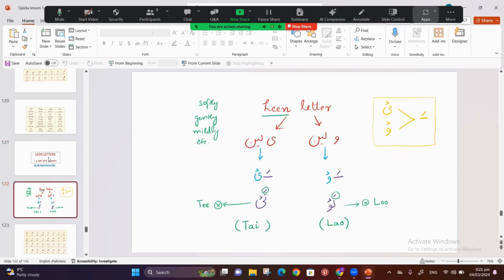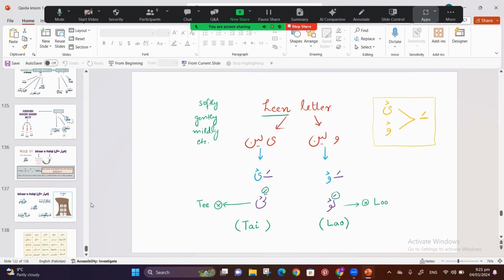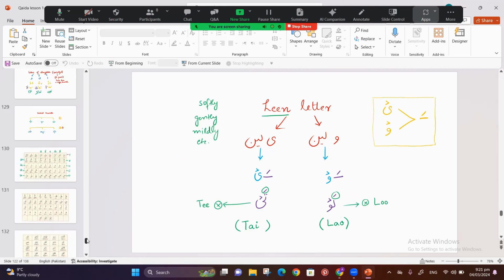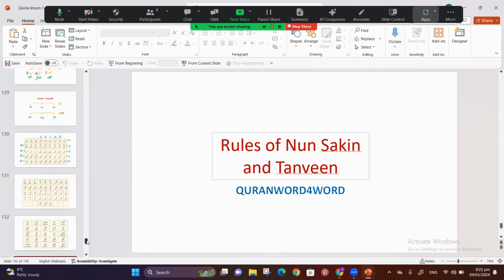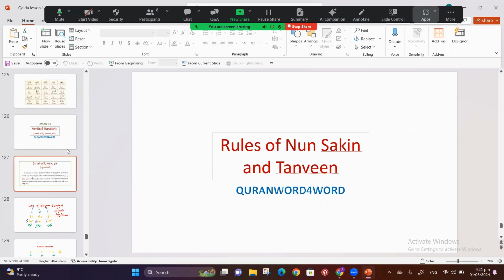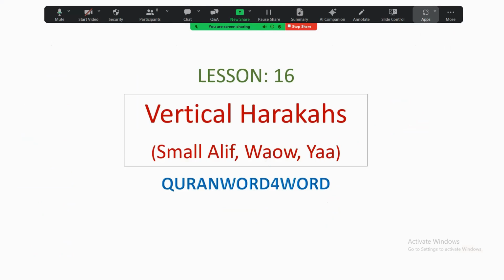Okay, inshallah. In the last session, we were covering the topics of the letters of elongation and lean letters. Those were the two topics that we covered in the previous session. Today's session is very similar, and you will find it very easy as well. The topic for today is vertical harakas, right? Earlier we did the simple harakas: the fatha, dhamma, and kasra.